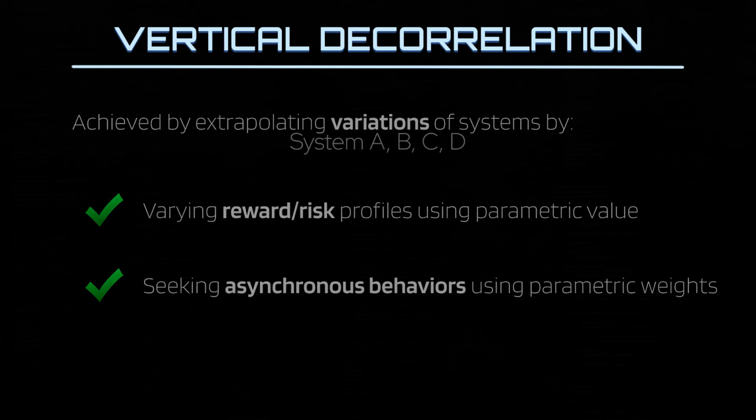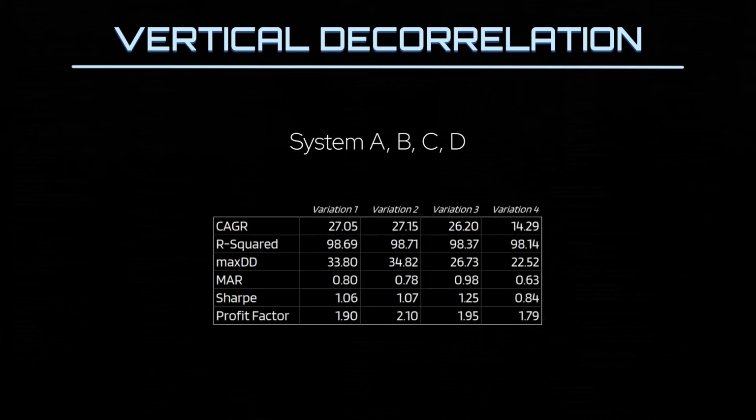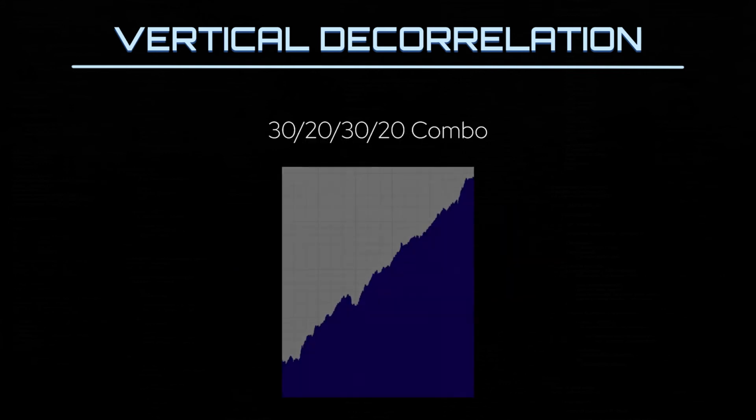Let's go over a concrete example once again. Let's take 4 variations of this equity trading system that only trades the most highly liquid stocks of the S&P 100 and the Nasdaq 100 indices. And here are their individual stats. Clearly, some variations are much more stable and risk-averse than the others. Just like we did with horizontal decorrelation, our job now is to blend these so that their combination beats their average. Let's see what a 30-20-30-20 mix would look like.